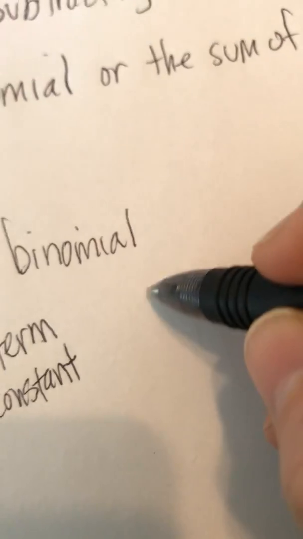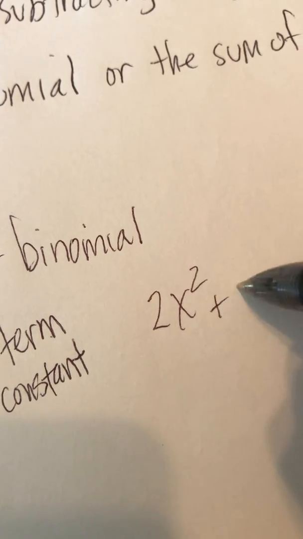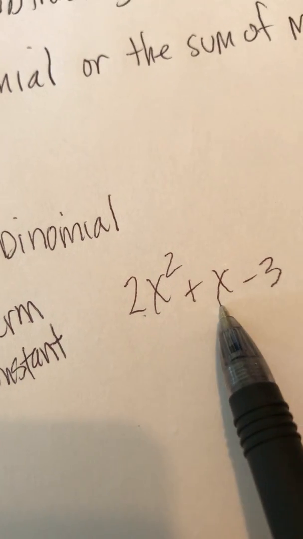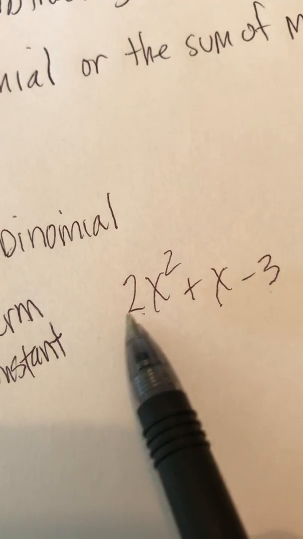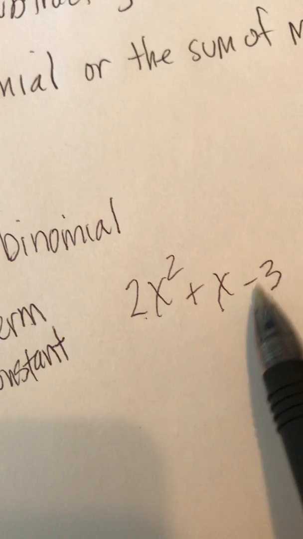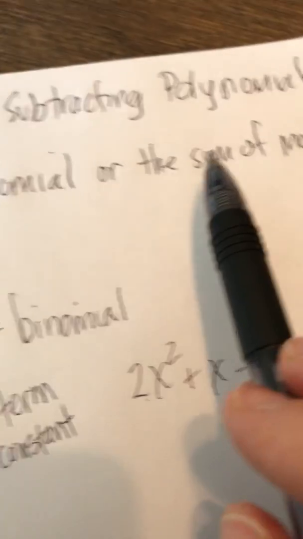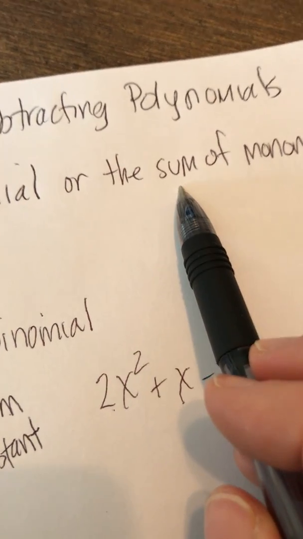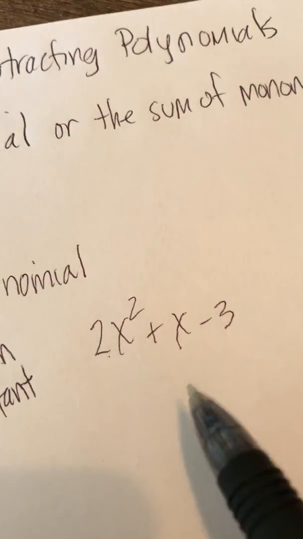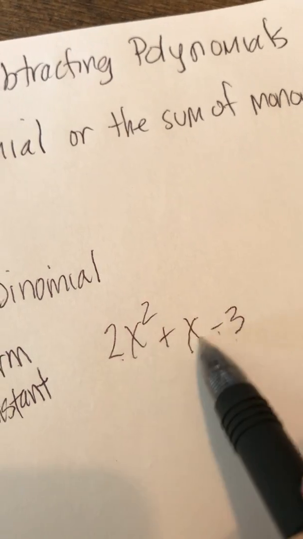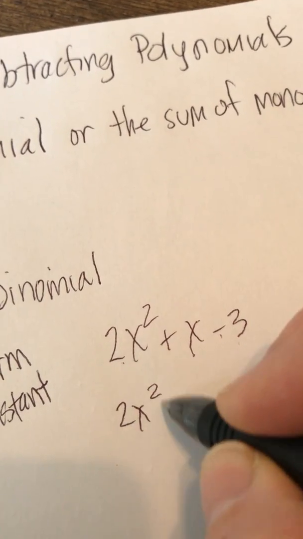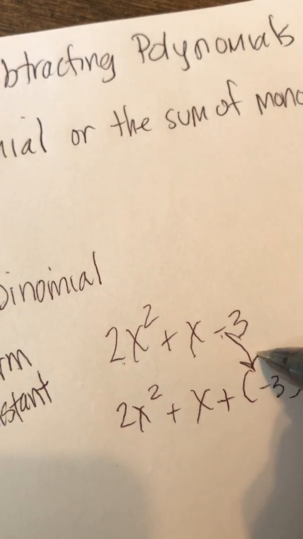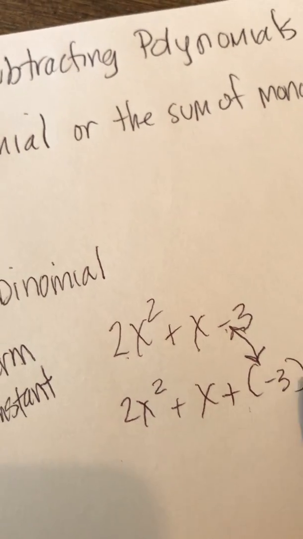And you can guess we could probably have a trinomial, so 2x squared plus x minus 3. Okay, so there's a monomial, there's a monomial, there's a monomial. These are each terms. And you might be noticing that that's a subtraction. And up here it says it's the sum of monomials. Well, remember, addition is really the thing that's going on here. Subtraction is just addition of the opposite. We could think about this as 2x squared plus x plus -3. So there really is no subtraction. It really is just adding of the opposite.